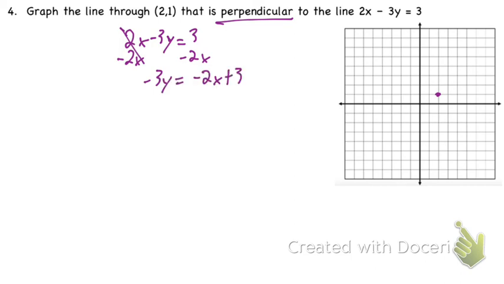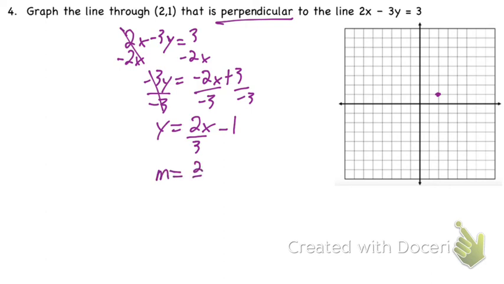Now what do I do? Divide by negative 3 on each and everything. Y is now equal to, what's negative 2x divided by negative 3? Well, positive 2x over 3. Very good. Minus 1. So we know this slope is what? 2 over 3.